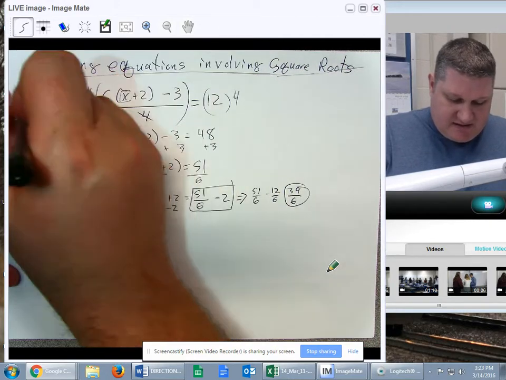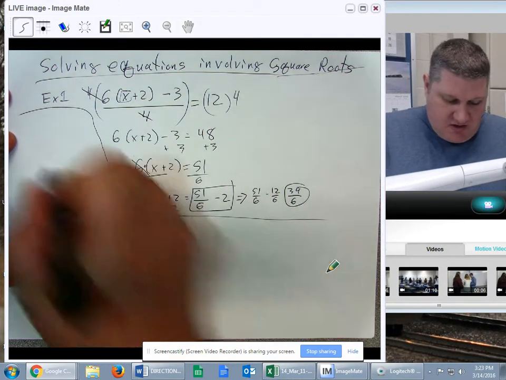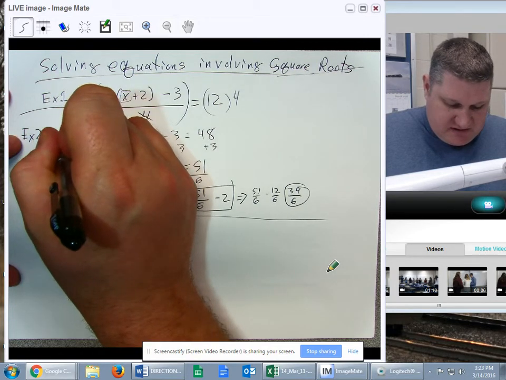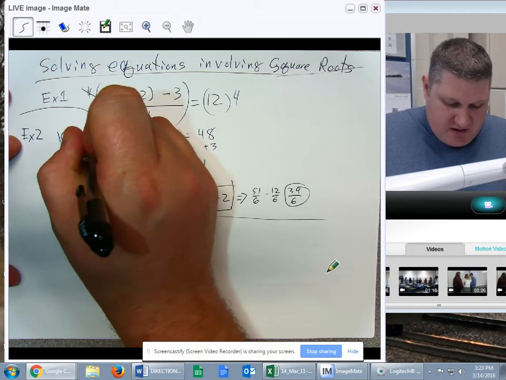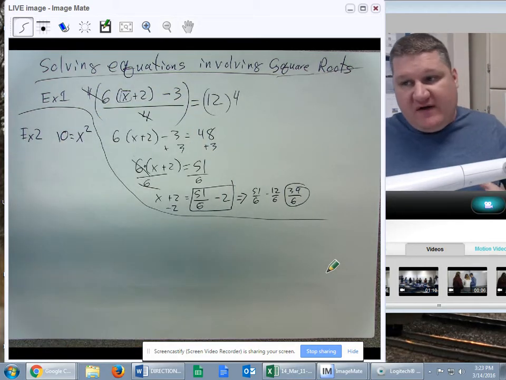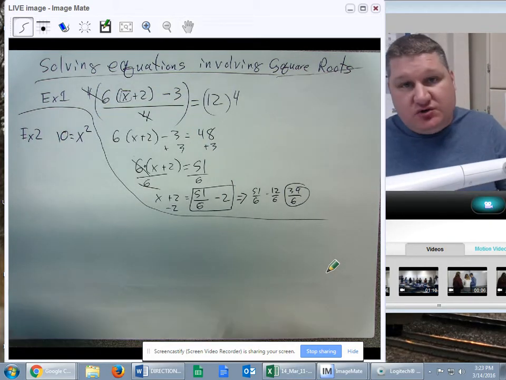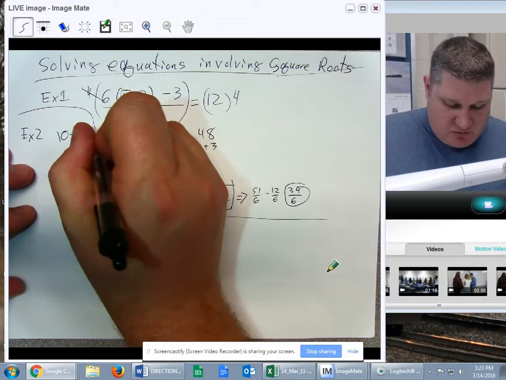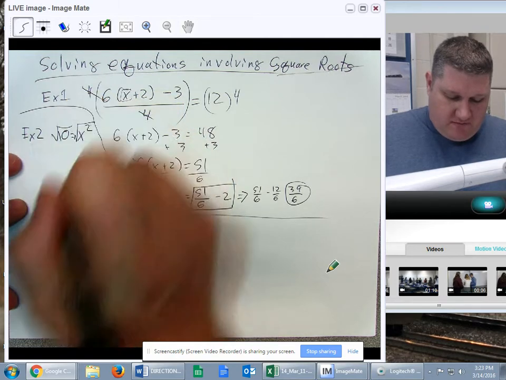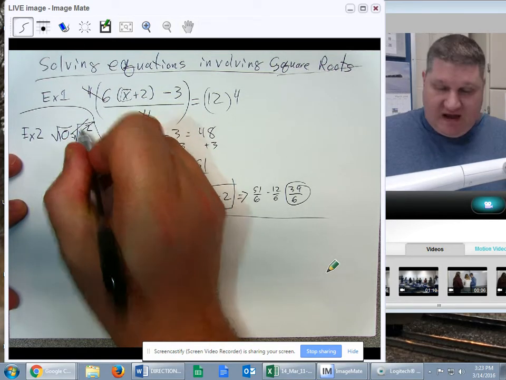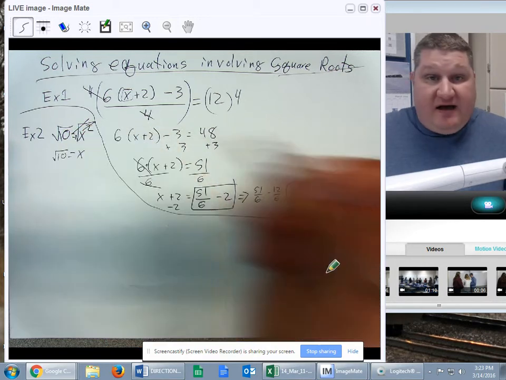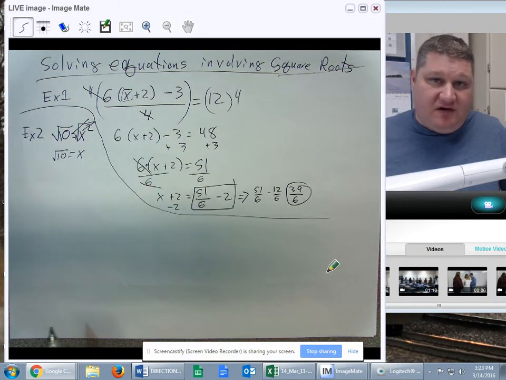Let's take one that does have square roots in it. So let's do example number 2. Example number 2, let's go 10 equals x squared. Now you say, wait a minute, that's not a square root. But if I have x squared, how do I undo x squared? Well, the opposite of squared, the inverse actually of squared, would be square root. So a square root and a square cancel. x equals square root of 10. I can't break up 10, so I'm done.